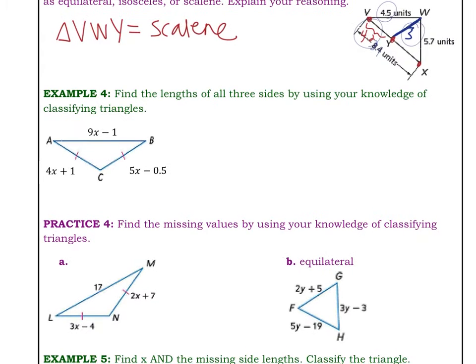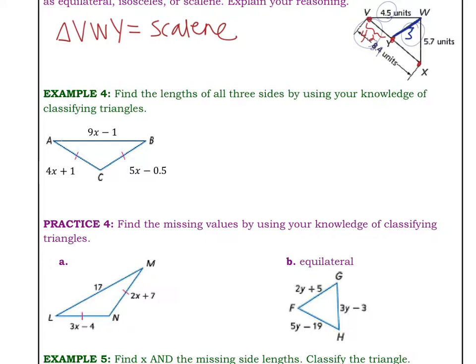If we look at example 4, now we're just going to be using what we know about triangles, using what it gives us to find the side lengths, or to find x, depending on what it asks. So here it says find the lengths of all 3 sides by using your knowledge of classifying triangles. So what kind of triangle would this be? Isosceles, why? Yeah, because I have 2 congruent sides.